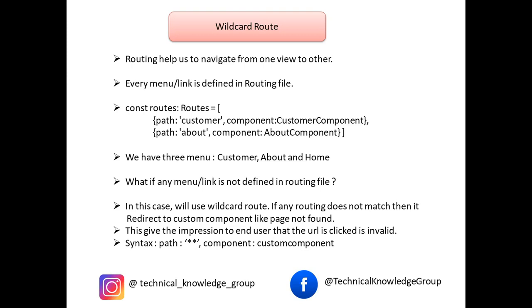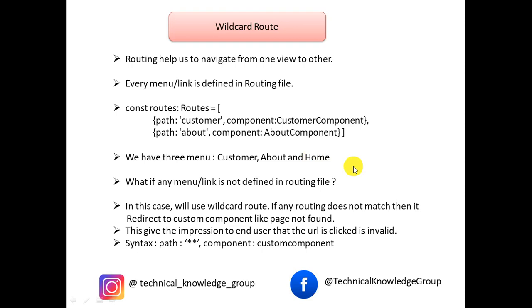See, this is a simple definition of routing: it helps us navigate from one page to another, right? In the previous example we took two routes, customer and about. Now we have two menus, but what if we had more than two menus, and for the other menu or link we have not defined a route? In this example, for customer and about we defined the route, but for home we haven't written any route in the routing file. So what will happen if the user clicks on the home menu?